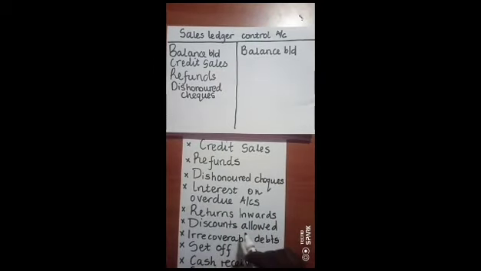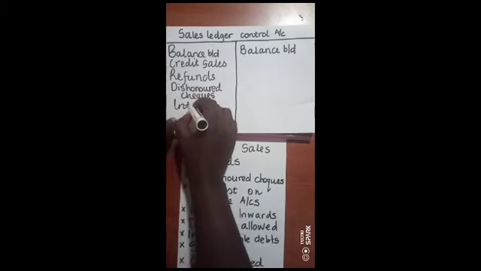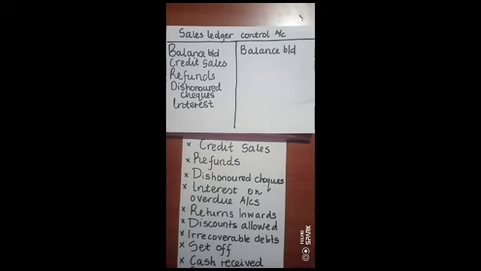We also have interest on overdue accounts. We also record them on the debit side, right? So they are going to increase the balance, because if a customer fails to pay in time, the business can add an extra charge, right? So that extra charge increases the balance, the debit balance.